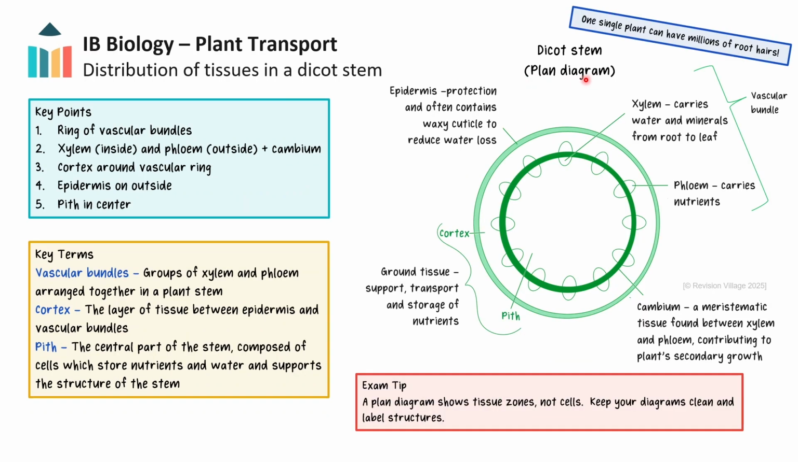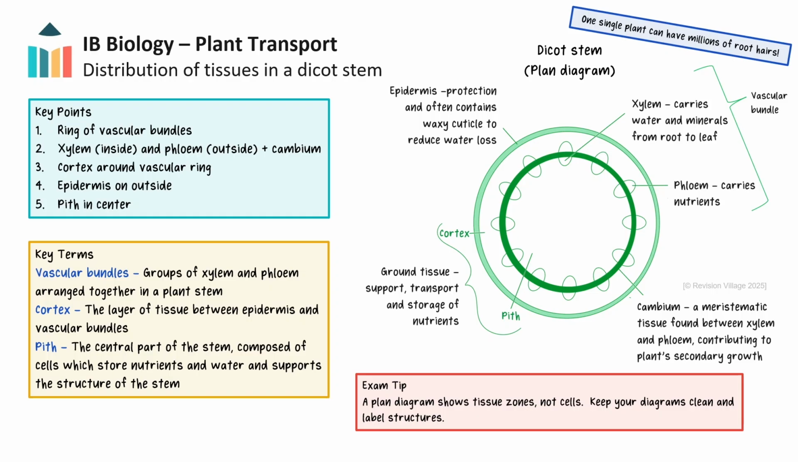Let's look at a plan diagram of a dicotyledonous or dicot plant stem. This is a simplified representation showing the basic structure and distribution of tissues, not the fine details of individual cells. In this transverse section of a dicot stem, several distinct tissue layers can be observed. The epidermis forms the outermost layer, serving as a protective barrier and sometimes containing a waxy cuticle to reduce water loss. Beneath the epidermis lies the cortex, composed mainly of parenchyma cells that store food and may carry out photosynthesis.